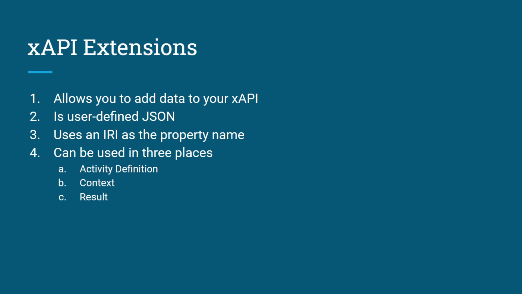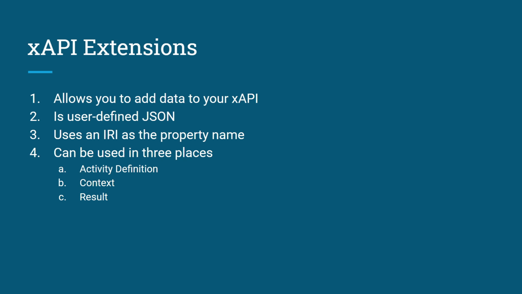Like many things in the xAPI, an IRI is used as the property name. It's used as the thing that defines your extension. And you can have more than one extension. So, having a good ID for your extension JSON is important because you might choose to have 2 or 3 different extension properties that have different data structures. So that IRI, just like with other IDs in the xAPI, is very important.